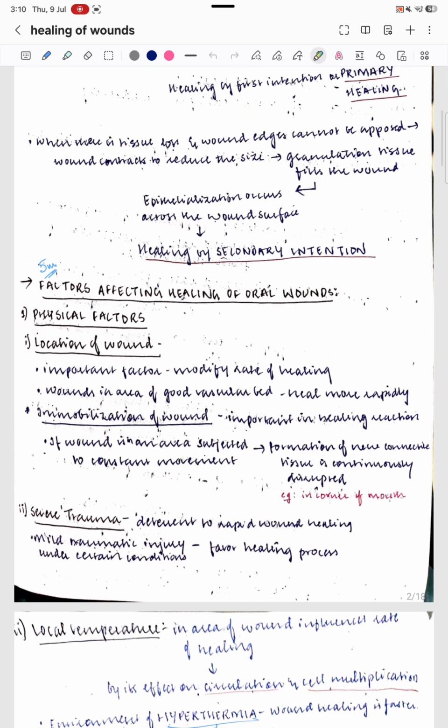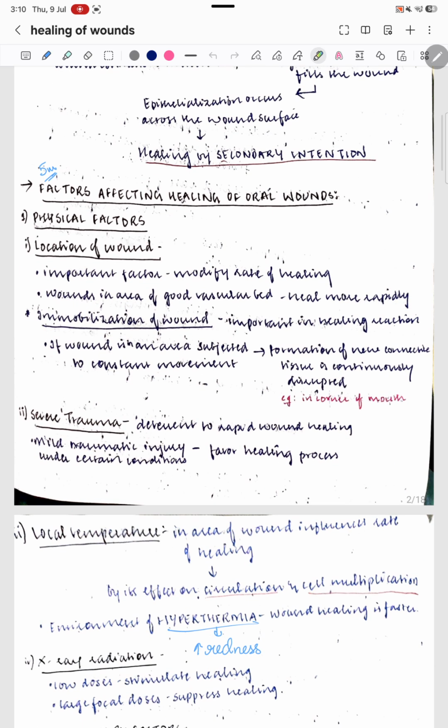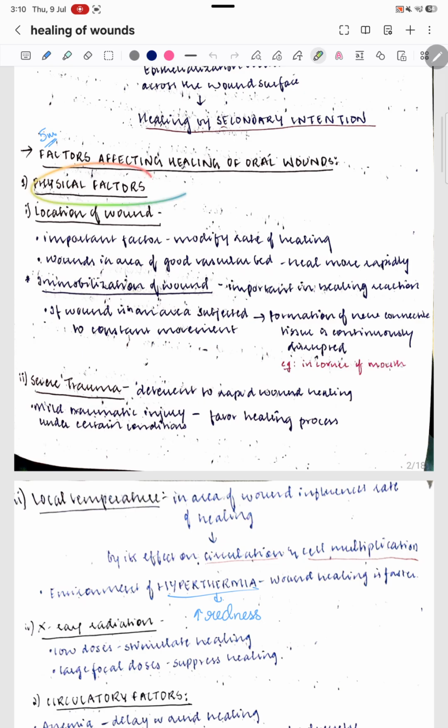Now coming to the factors affecting wound healing. Now this has been asked as a 5 marker, so please pay attention. What are the factors affecting the healing of wound? First is the physical factors. So what are the physical factors? First is the location of the wound. So location of the wound is where the wound is situated. Like if it is a superficial wound, it will heal faster, but if it is a deep wound, it will take time to heal. So the first broad category is the physical factors.